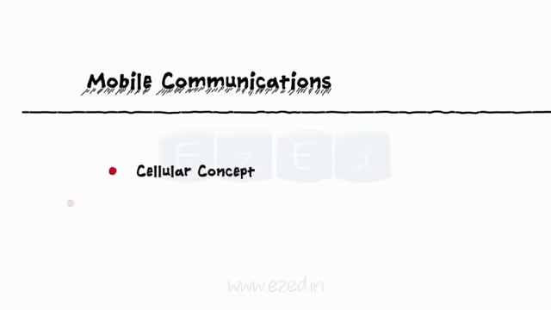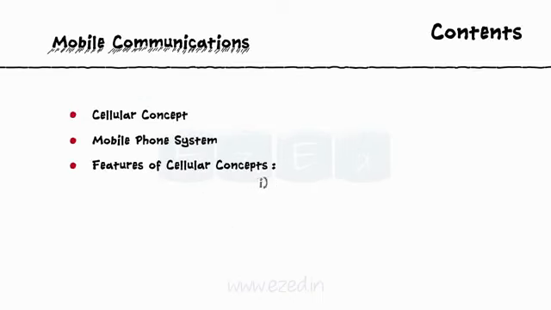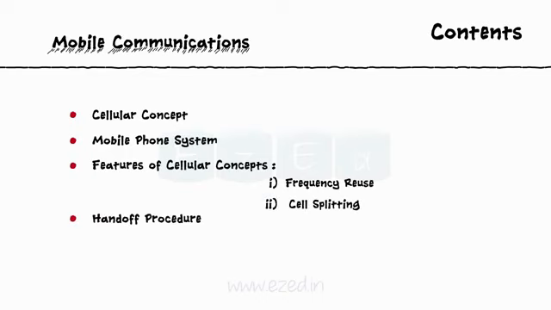In this Easy Ed video lecture, we will learn about mobile communications, wherein we will study about cellular concept, mobile phone system, features of cellular concept such as frequency reuse and cell splitting, handoff procedure, and global system for mobile or GSM.